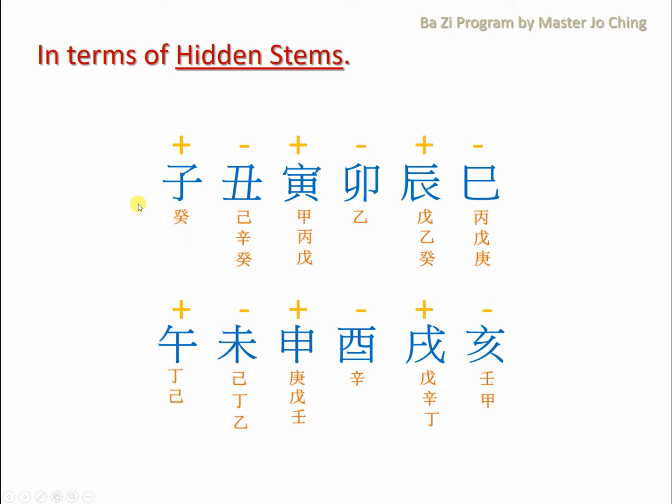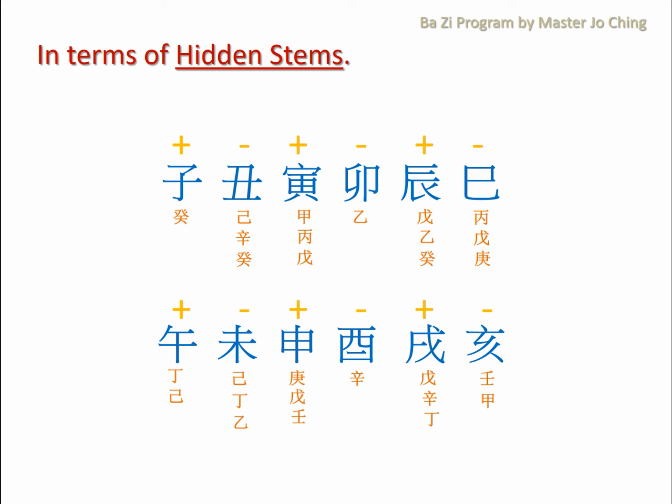And right now, what I'm going to display to you here are all the hidden stems that are subsumed under each and every earthly branch. For example, under the rat, zi water, we have gui hidden stem. Under the ox, the chou earth, we have ji, xin, gui. Under the tiger, the yin wood, we have three hidden stems: jia, bing, wu, and so on and so forth. You can see that at minimum we have one hidden stem and up to a maximum of three. Usually, those earth elements like chou, chen, wei, and xu carry up to three hidden stems.